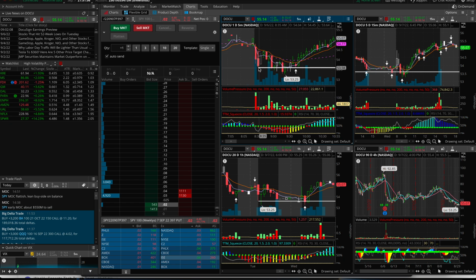So it came down, it tapped that line in the opening flush, and then it bounced back up again, came back down. You can see that we tapped it again. We didn't close below that level yet, but we're just kind of hitting it. There's some volume here, but we didn't close below it. Again, we bounce back up, and then we come back down and we finally close below it.